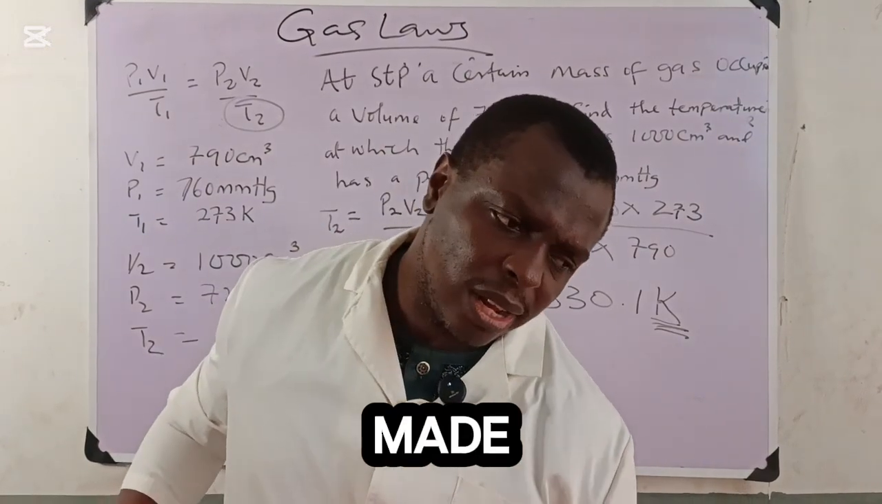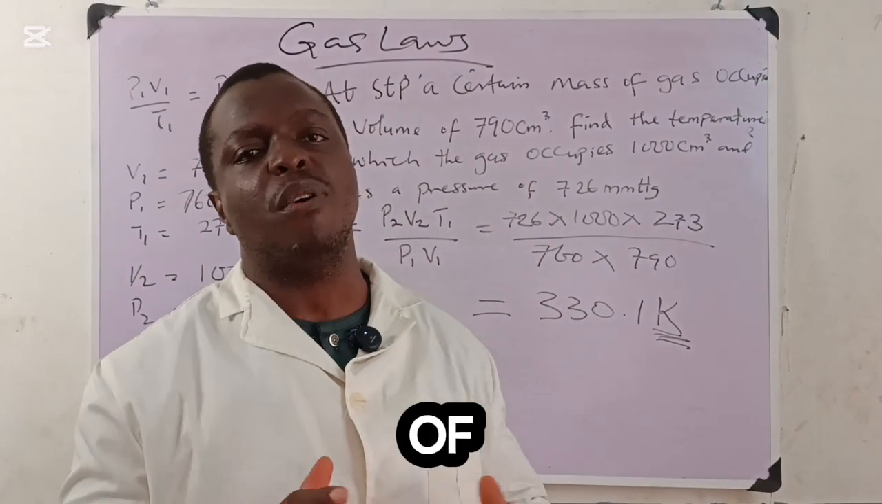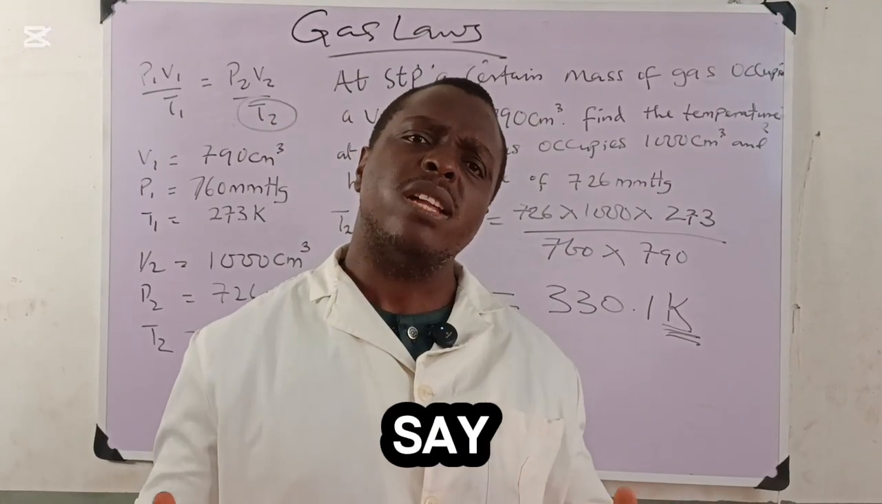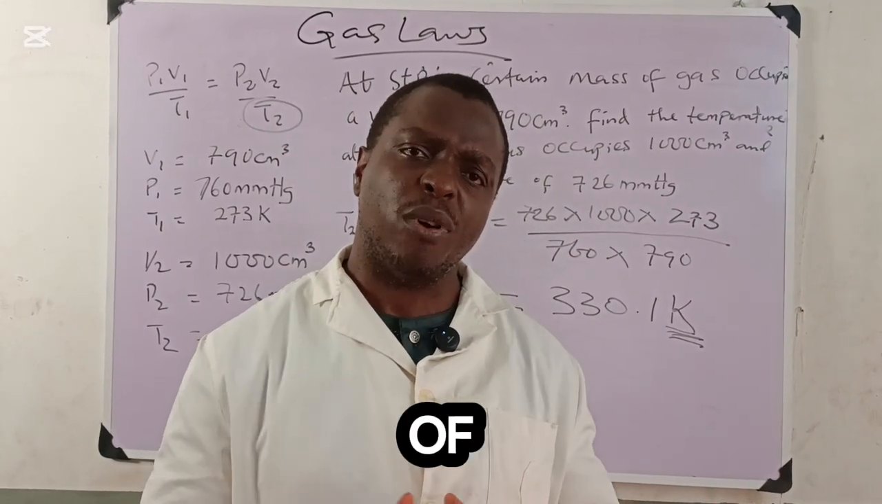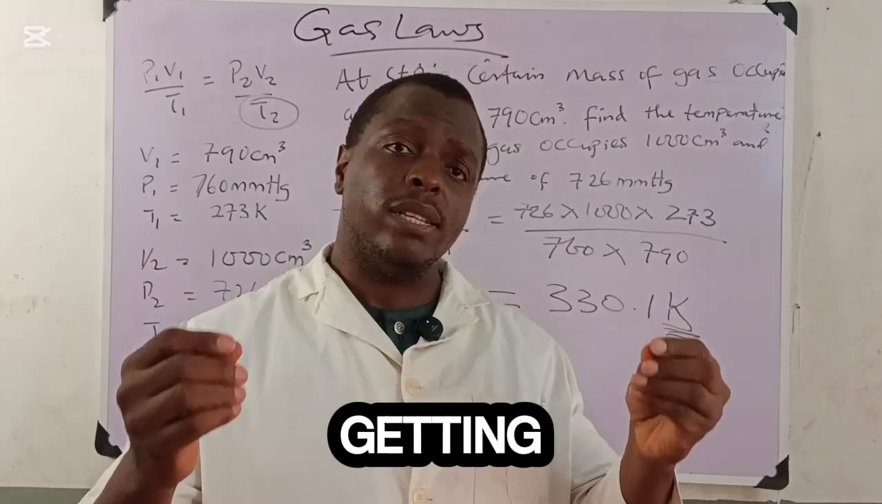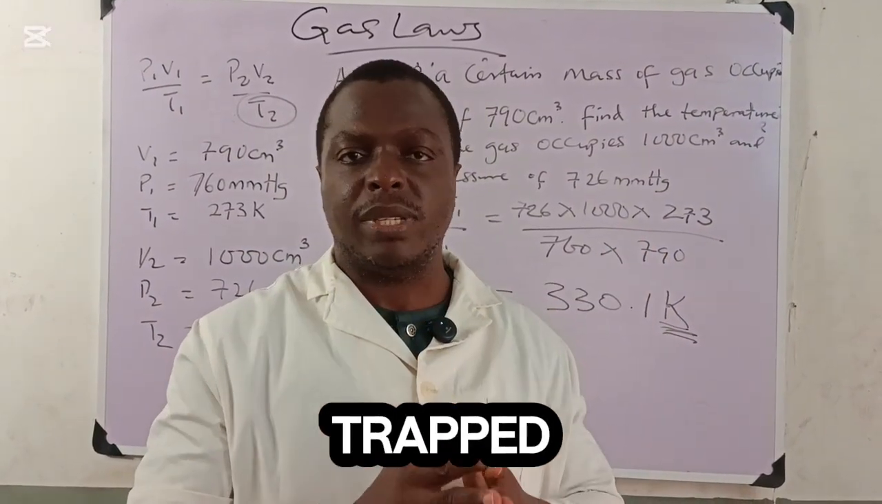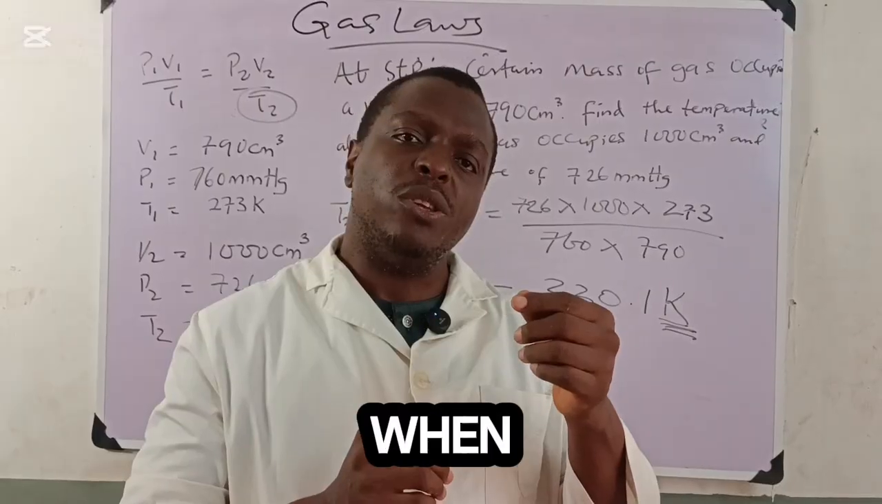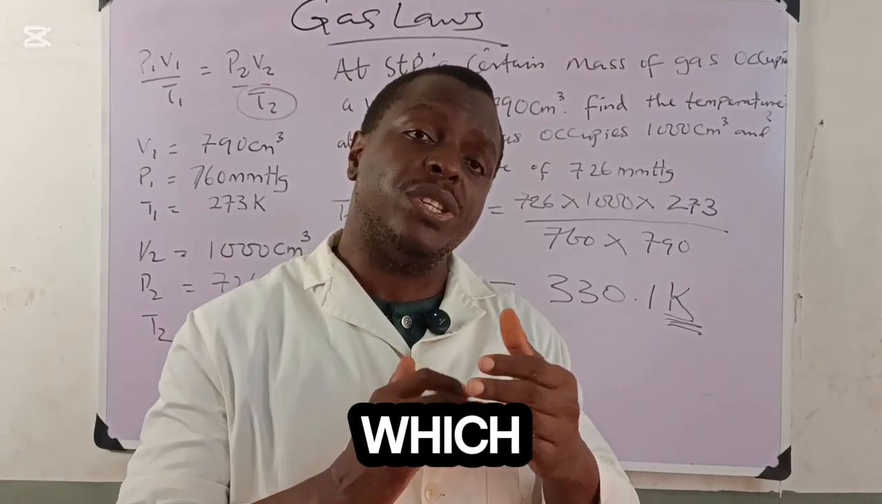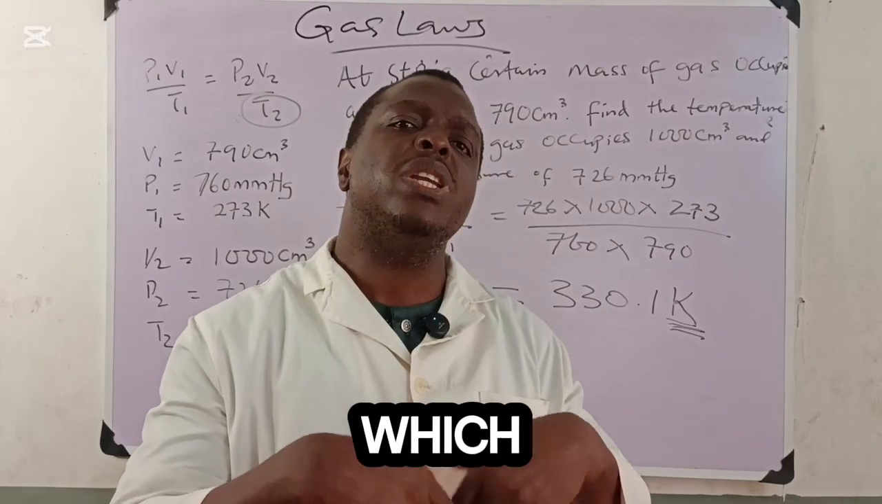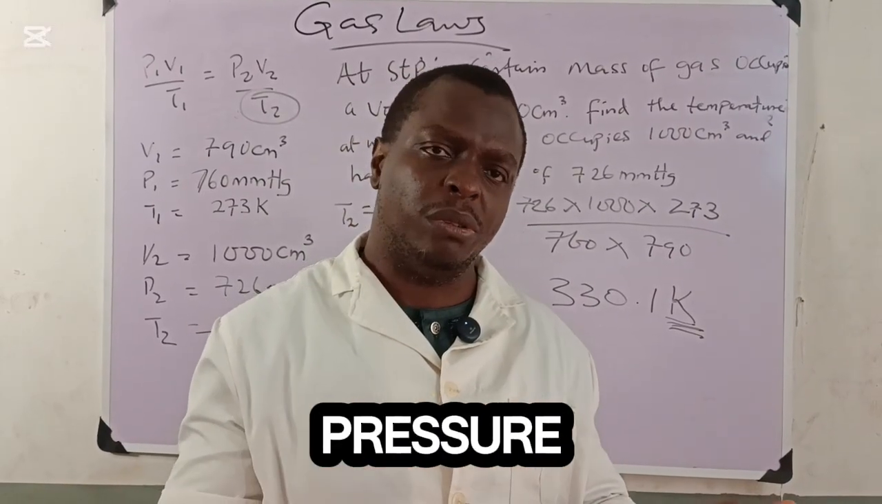Now, we made expressions of Boyle's law and Charles' law. And we say that the illustration of Boyle's law is like getting a syringe that already has some gas trapped inside it. And when you push the plunger in, which reduces the volume, the gas will tend to interact more, which will increase the pressure.